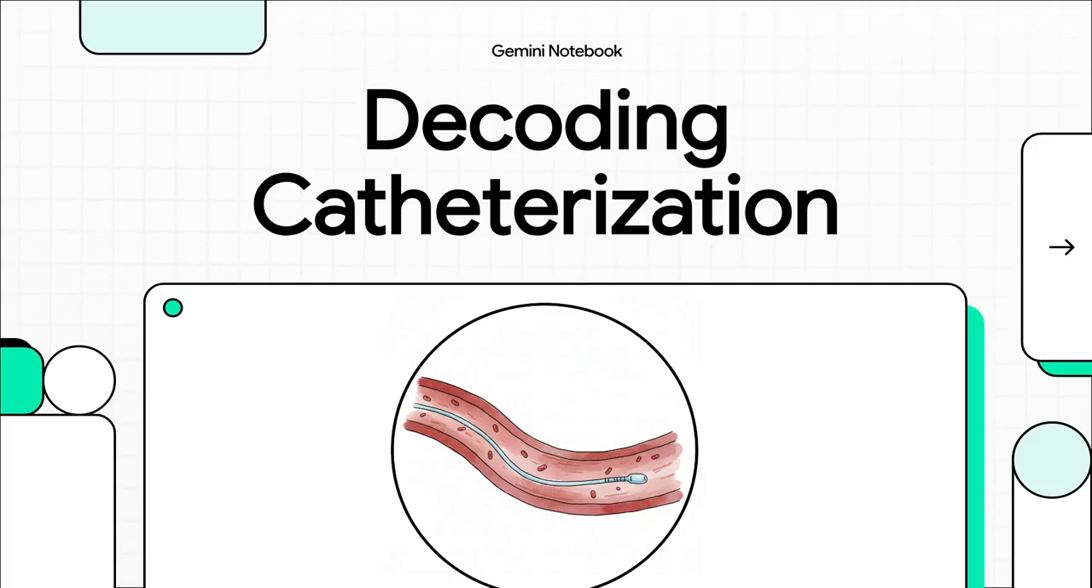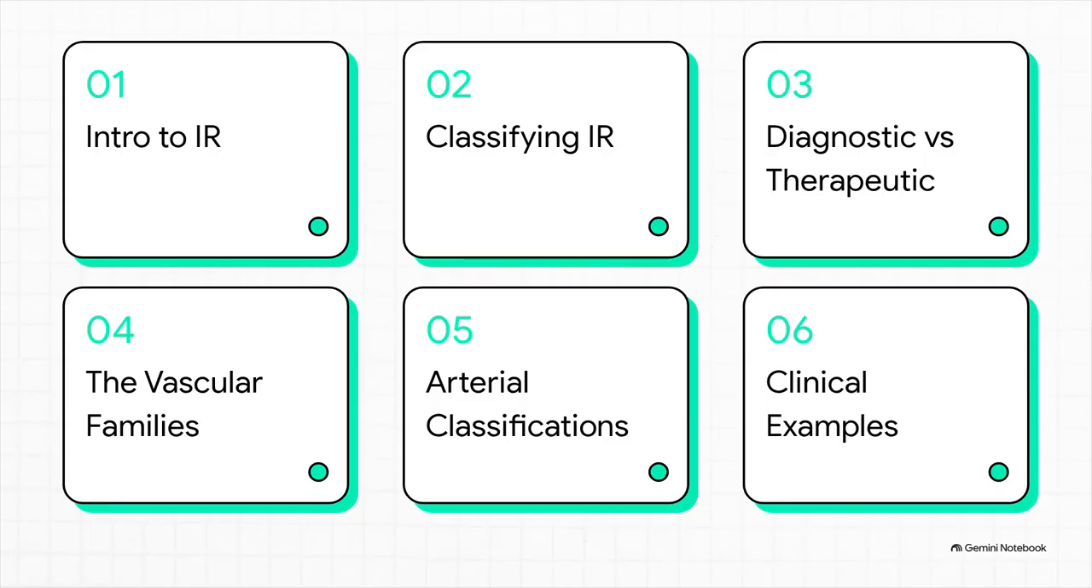If you're a medical coder, you know that vascular coding can sometimes feel like navigating a maze blindfolded. But don't worry, we're going to decode these classifications step by step and figure out exactly how to trace those first, second, third, and beyond third-order arteries. Let's get started. Here's a quick look at our agenda.